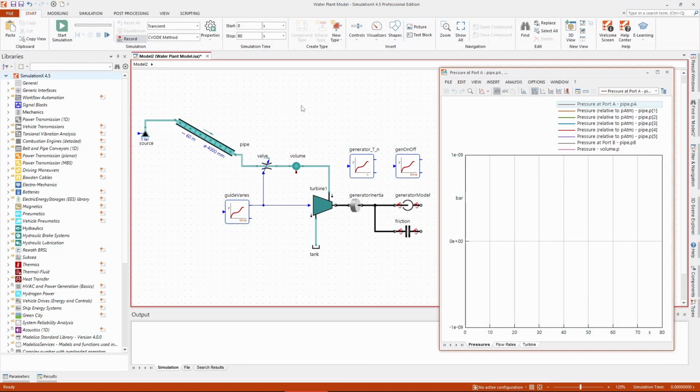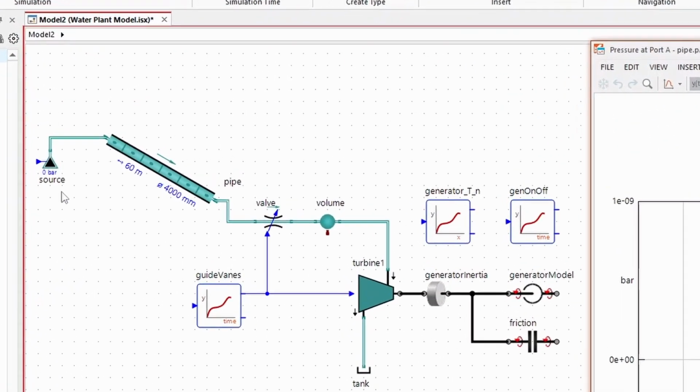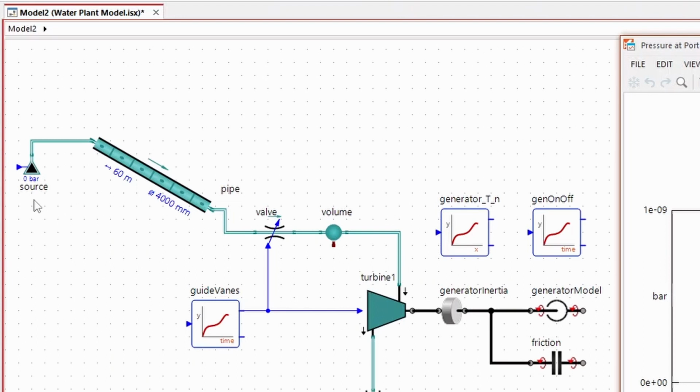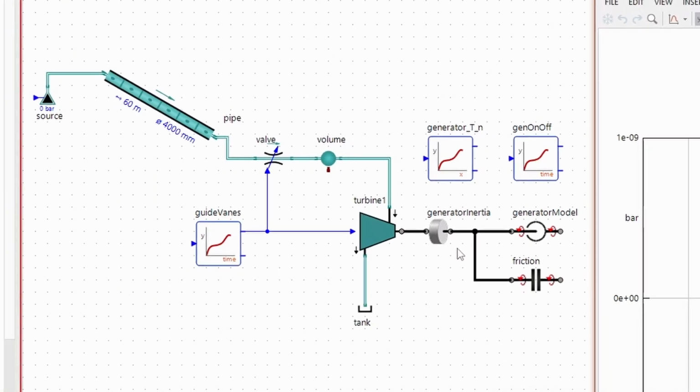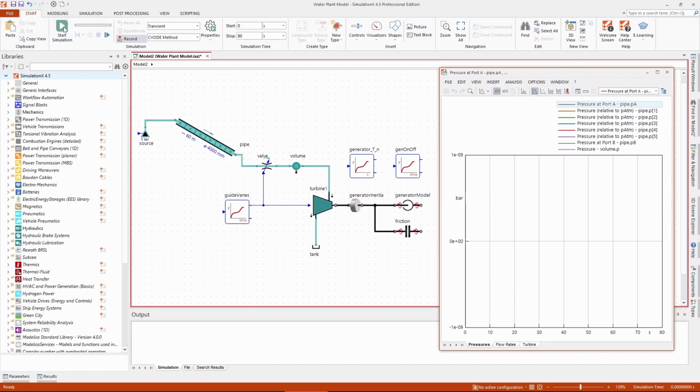This is a basic model of a hydroelectric power plant. Water enters the system at atmospheric pressure from the source. A large pipe, 60 meters long and 4 meters in diameter, descends a significant hill of 20 meters elevation. There the water passes through a valve before entering the turbine. The turbine drives a generator, producing electricity.